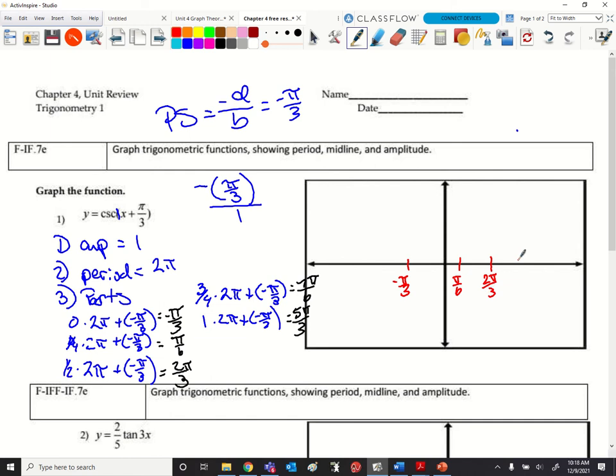And so 2 pi over 3, 5 pi over 6, and then 7 pi over 6, and then 5 pi over 3. All right, you ready? So we're going to start plugging in now. This is going to be step 4 in the plugins. My original is csc of x plus pi over 3.